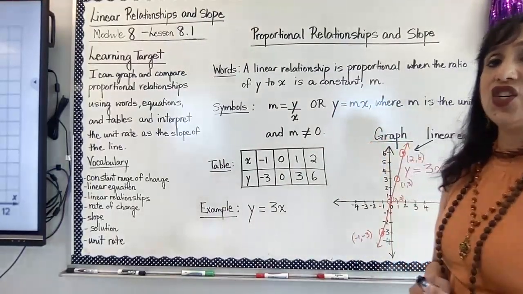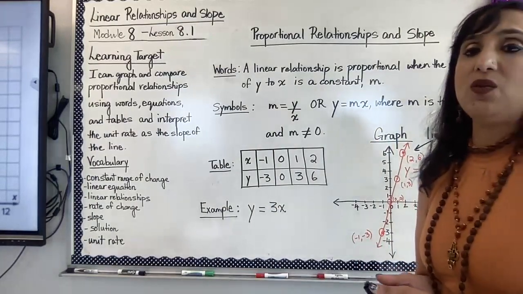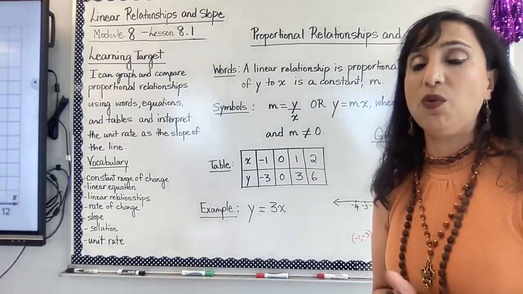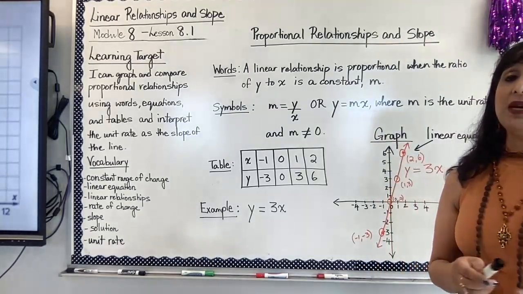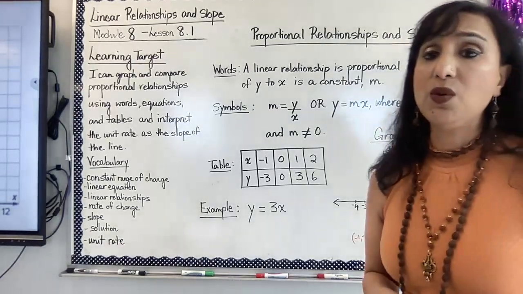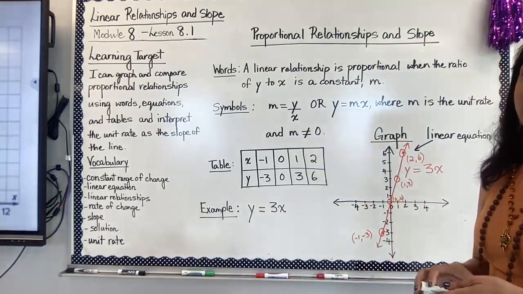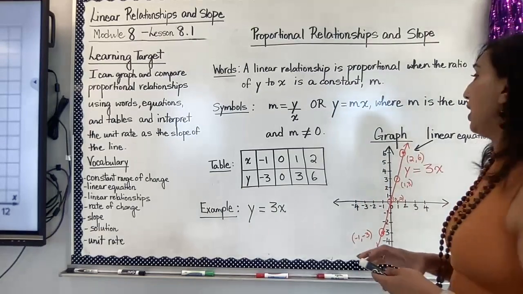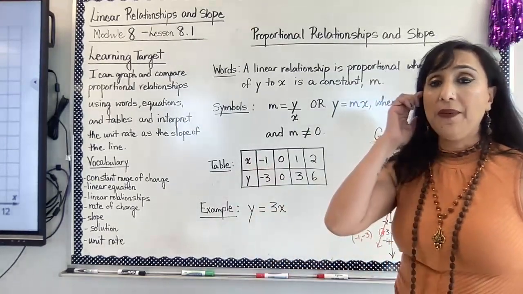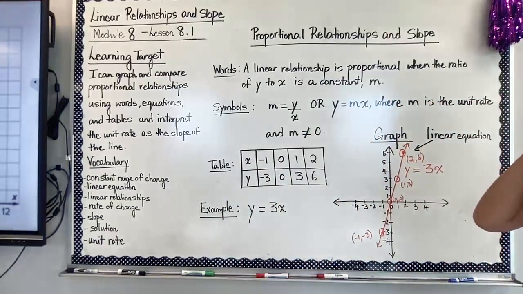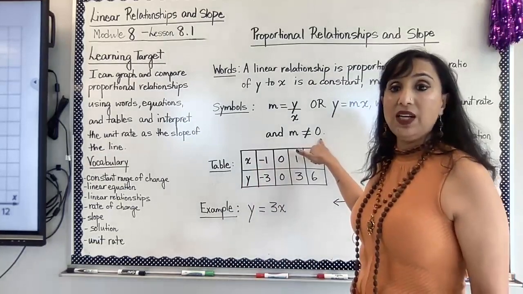A linear relationship is proportional when the ratio of y to x is a constant, which is m. And the symbols over here: m is equal to y over x, or y is equal to mx, where m is the unit rate. All right, so now you also need to know that m cannot equal 0. Okay, so m is the unit rate.